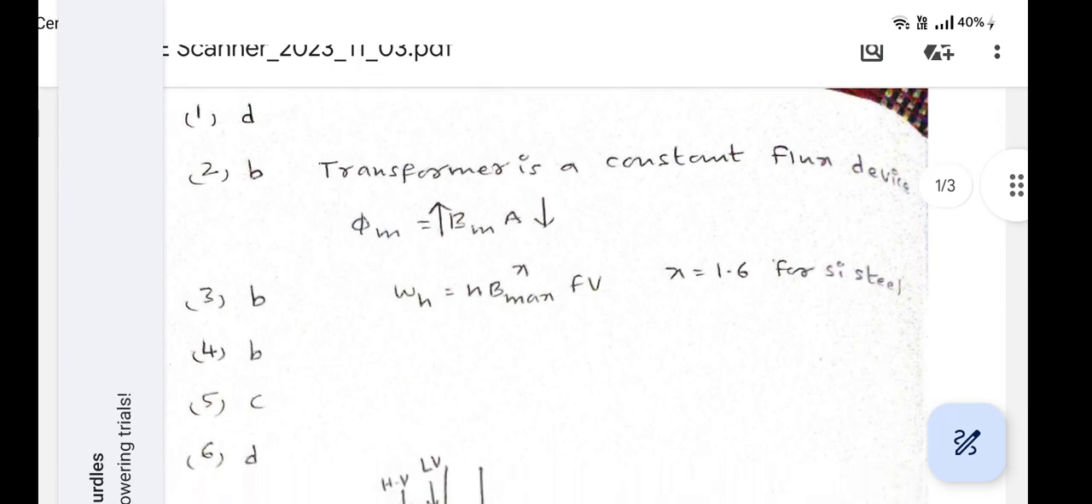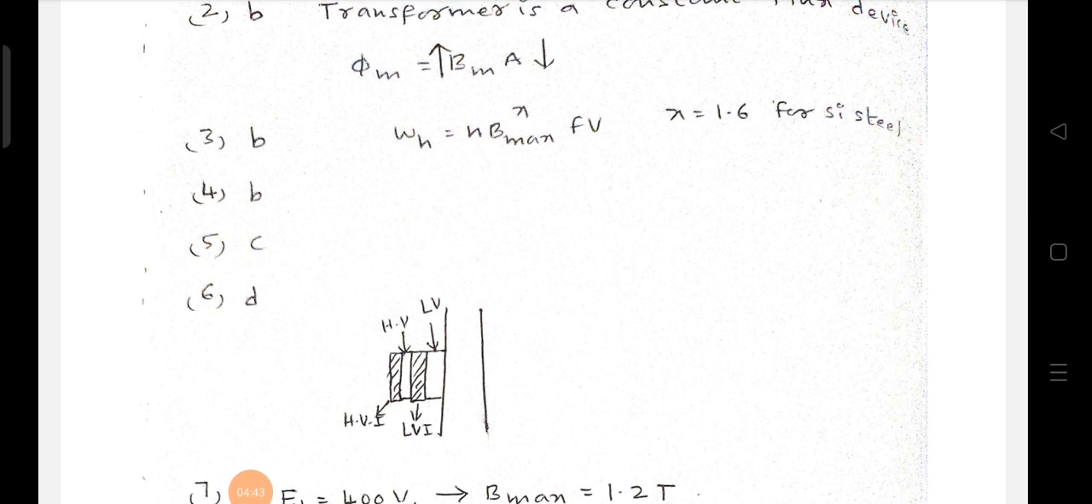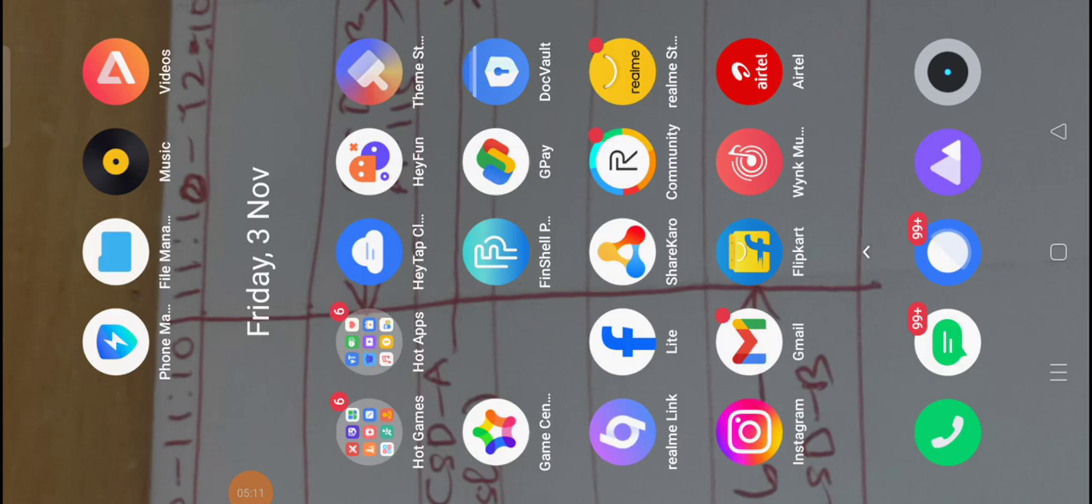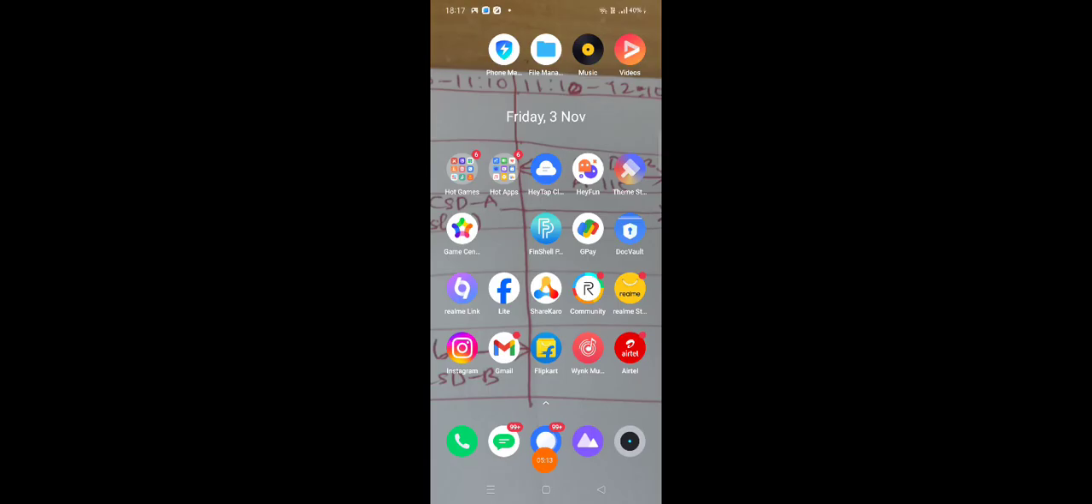Now see here, the solution for this one. For the sixth question, assume this is the core. I am considering one side of the core, right? First we need to place LV winding, after that LV insulation, after that HV winding, HV insulation. Then the cost of insulation will be less when we place LV winding near the core. But to reduce the leakage, the winding is divided into LV by 2, HV, and LV by 2. That means half of the LV winding is placed on the primary side, half of the LV winding is placed on the secondary side. Okay.